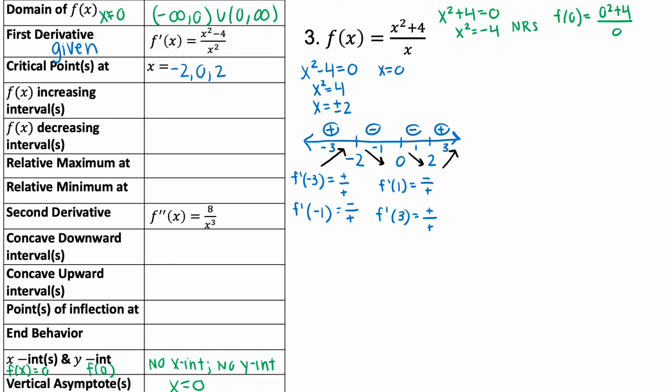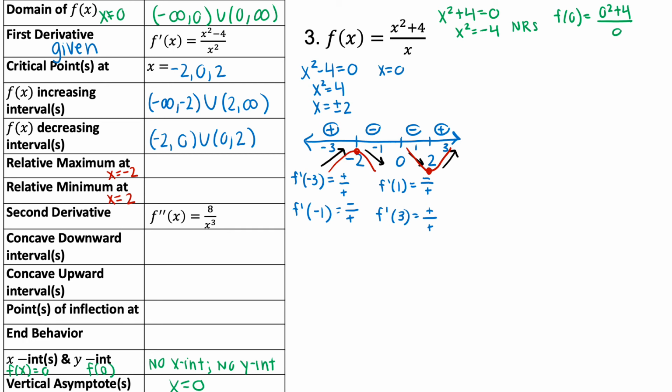Listing out those values, we are increasing from -infinity to -2, and then not again until 2 to infinity. And then we're decreasing in those middle intervals from -2 to 0 and 0 to 2. Looking at those changes, we have a change from increasing to decreasing when x equals -2. That's going to make that a relative maximum. And then we change from decreasing to increasing at x equals 2. That's going to make that a relative minimum.